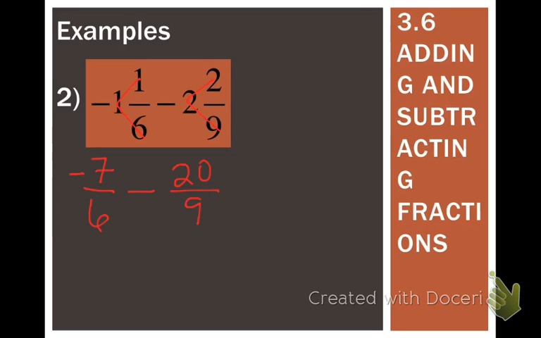So I need to have a common denominator here. So I try to think of the least common multiple of 6 and 9. The smallest number that they both go into. So I'm going to count by 6's here. 6, 12, nope, 9 doesn't go into 12, 18. Yeah, 9 goes into 18, so that's the smallest one, first one I hit. So to make this one 18, I have to times the 6 by 3, and whatever you do to the bottom, you have to do the same thing to the top.